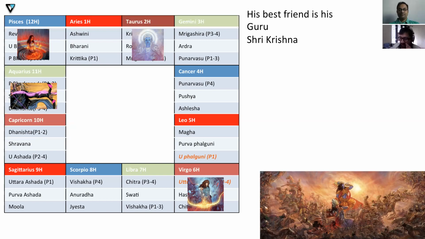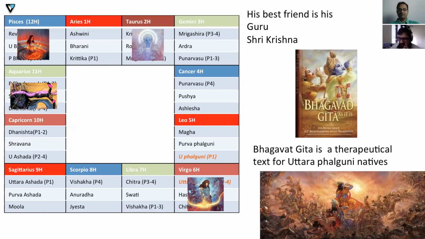With Bhagavad Gita, it's very interesting because one thing I've seen is that the Phalguni natives will have strong influence of Bhagavad Gita in their lives at one point or the other. Some kind of warrior philosophy will be influencing them, and Bhagavad Gita is actually a therapeutic text for Uttara Phalguni natives, almost a typical text. So if they feel depressed like Arjuna, all they need to do is read the Bhagavad Gita. Literally, they will be inspired through Krishna.